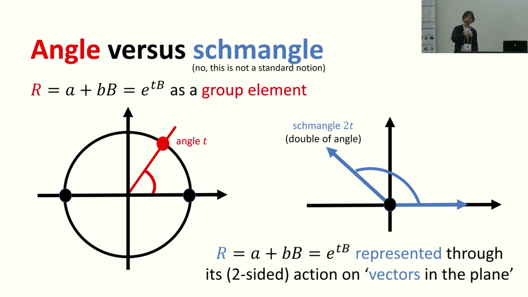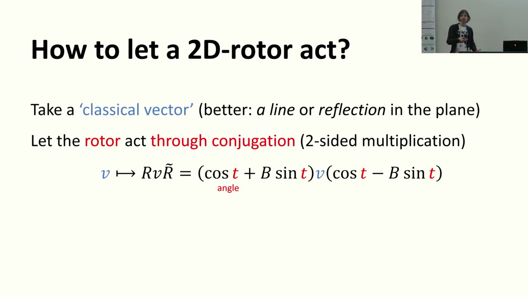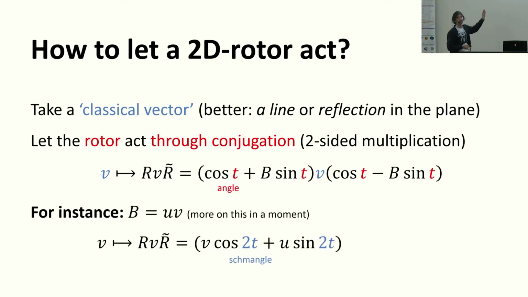And this is why I wanted to talk about representations. You are thinking about the rotation group, the rotor group, in terms of another representation. You are thinking in terms of the representation on vectors in the plane. So the angle in red and the schmangle, which is twice as big, where does that come from? Well, from the typical action. And you know that action. It was presented already many times. Take a classical vector or GA conference, you think, okay, it's a reflection, take it and let the rotor act through the classical sandwich conjugation. If you then do the calculation, you see where the doubling of the angle comes from. Good.